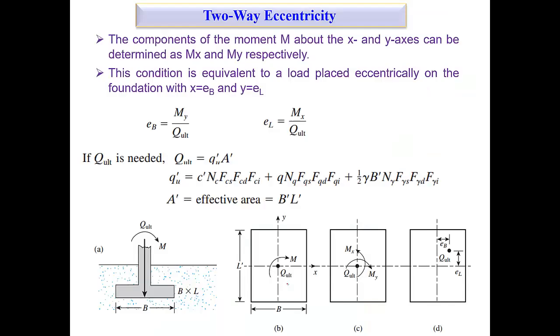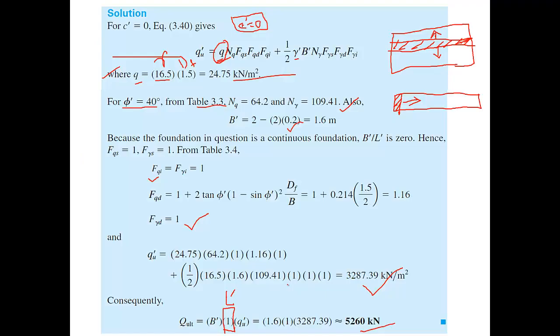Okay, so is there any doubt on this, sir? No doubt, sir. Sir, because the foundation in question is a continuous foundation, B prime by L prime is 0, sir. Sir, what do you mean by that, sir? Because the foundation in question is a continuous foundation, B prime by L prime is 0.